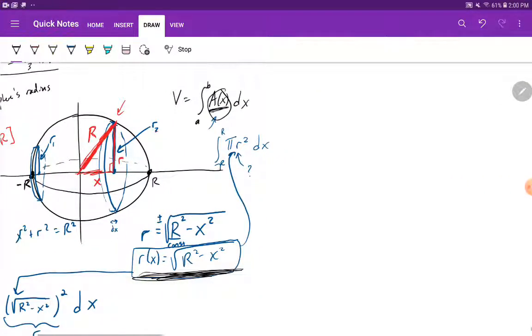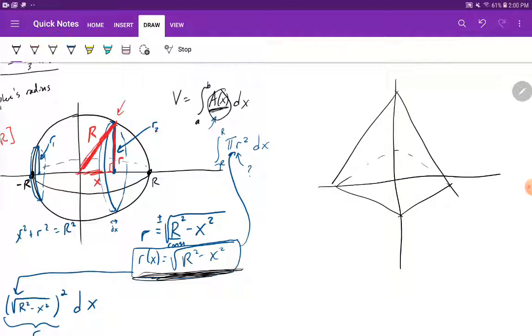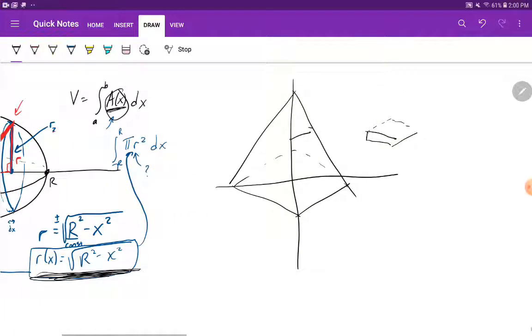If you want to challenge yourself, try and figure out the volume of a pyramid. I challenge you guys to try this, right? We're going to center this at the origin, try and figure out the cross section here. It looks like they're going to be squares, and try and prove that the volume of a pyramid is 1/3 a squared times h. It's fun.